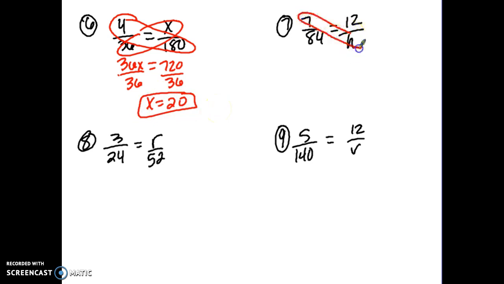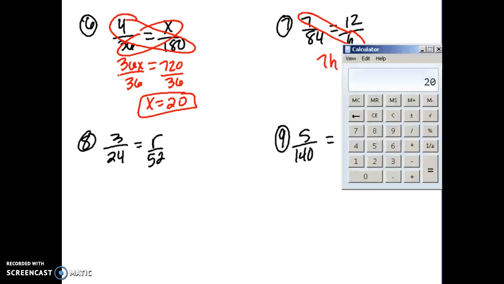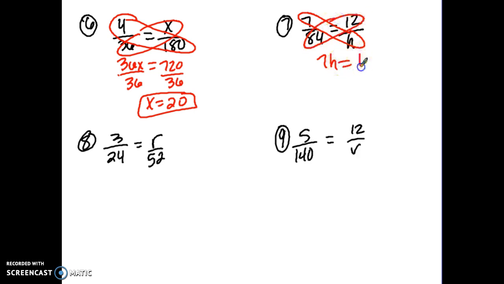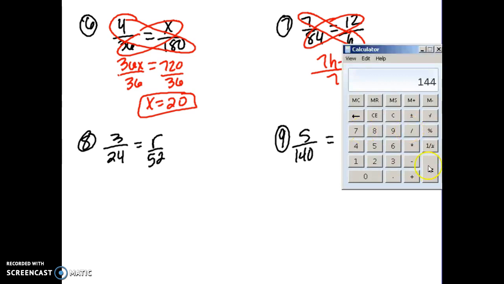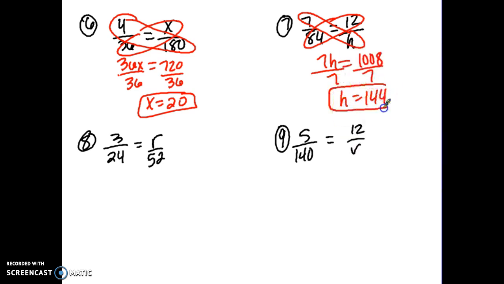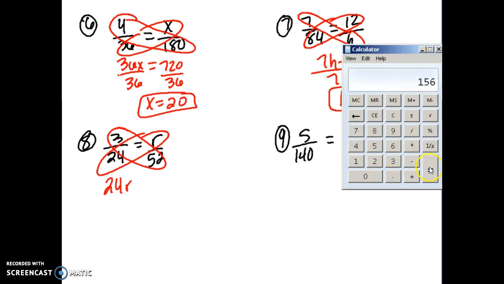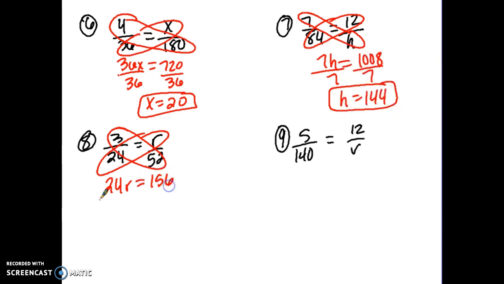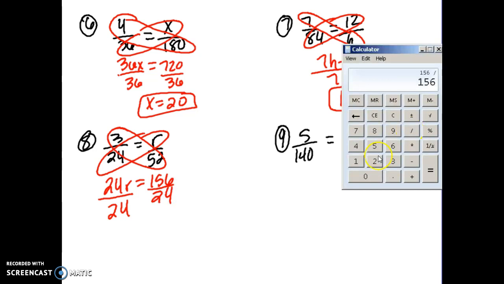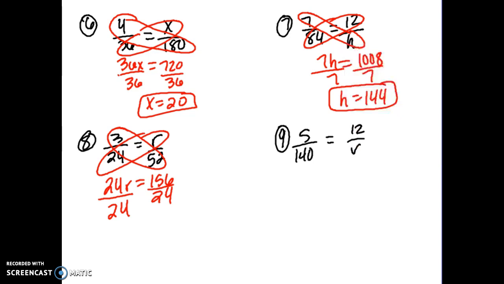Number 7. 7 times h is 7h. 84 times 12 is 1008. Divide by 7. H is 144. Number 8, 3 over 24 equals r over 52. 24 times r is 24r. 3 times 52 is 156. Divide by 24. R is 6.5.